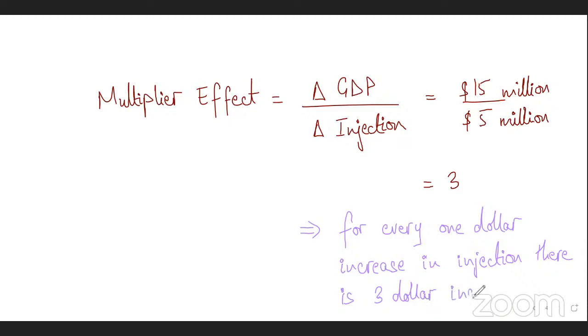Now let's look at how it happens in real life. Why, for a $1 increase in investment or injection, is there more than a $1 increase in GDP? Why is there a $3 increase in GDP for a $1 increase in injection? That's what we're about to look at.